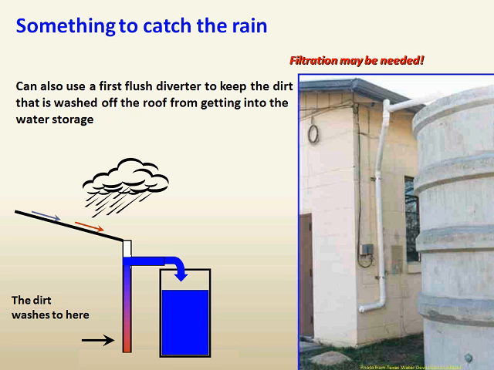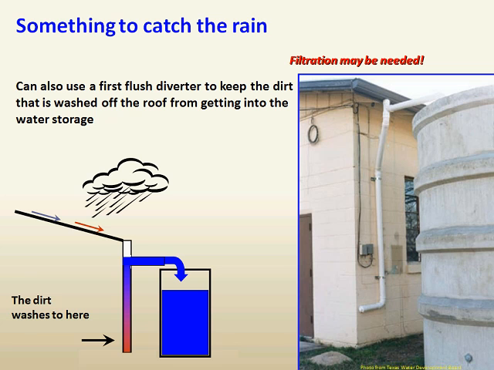Here's an example of a first flush diverter. If you look at the picture on the right, you'll notice that the downspout comes down, and it comes down, and then there's a plug at the end. So what happens is the first amount of rainfall that comes down goes down the gutter and is stopped by the stopper. Once that pipe fills up, then the water is diverted and goes into storage. So the dirt and the contaminants that first wash off the roof are captured in the pipe.